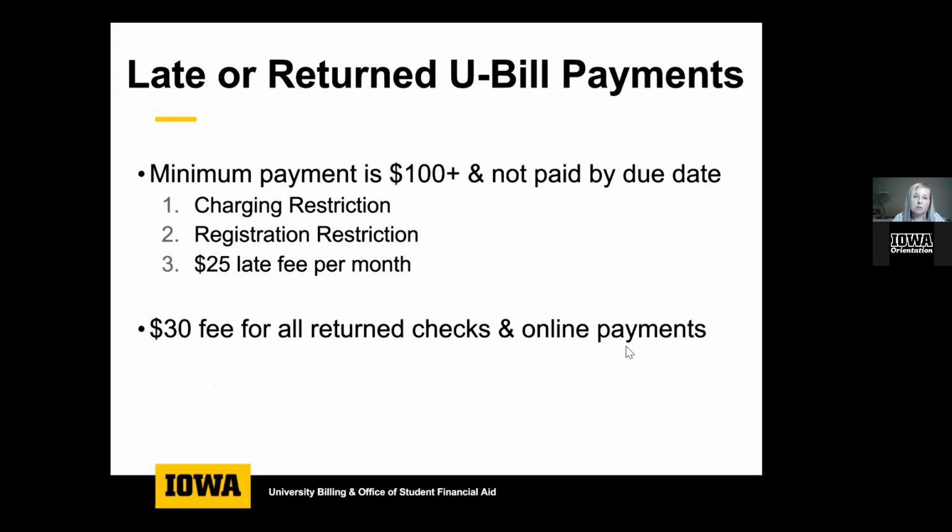Just a couple notes here about late or returned payments. So when a student's U-bill is $100 or more and payment is not received by the due date, three things are actually going to happen. The student's ability to charge on campus with their ID card will become restricted. The student's ability to register for a future session will also be restricted, and a $25 late payment fee per month will be assessed until the past due balance is resolved. In the event that we do receive payment, but then that payment is returned by the bank, there is a $30 fee in those instances.